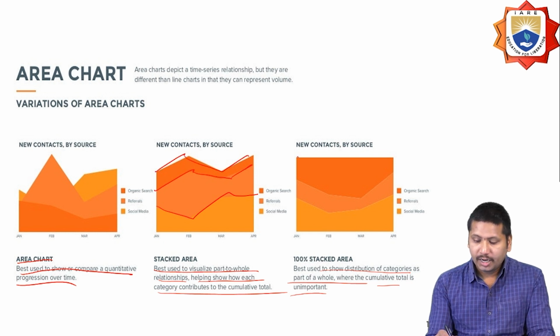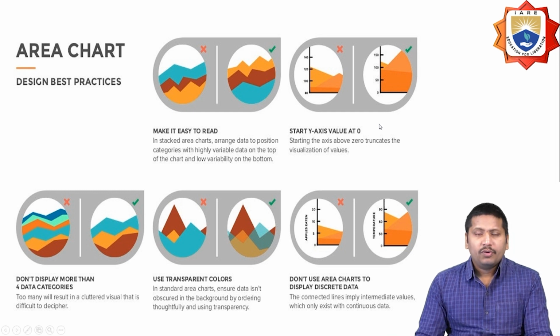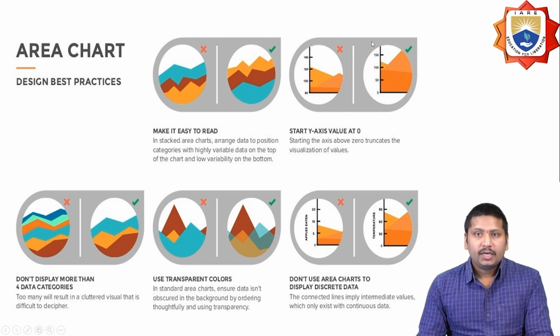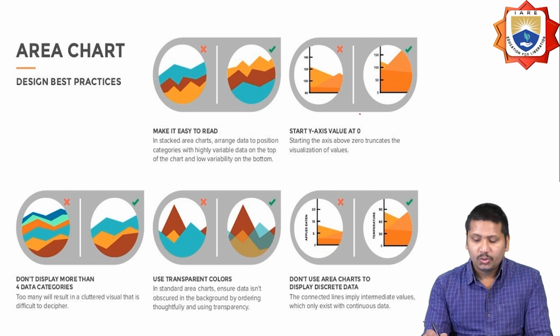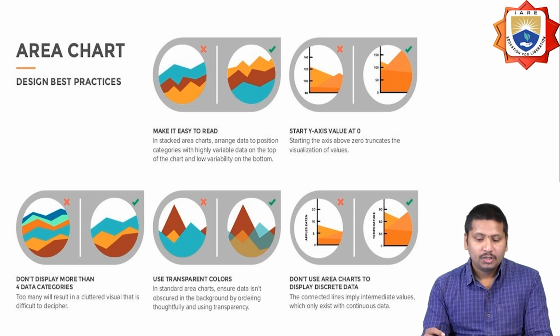And a 100% stacked area chart should match almost a rectangle, and you are able to show this. So what are the design practices we have to follow in this area chart? First thing is to make it easy to read and start the axis value at 0, and don't display more than 4 data categories, and use transparent colors, and don't use area charts to display discrete data.